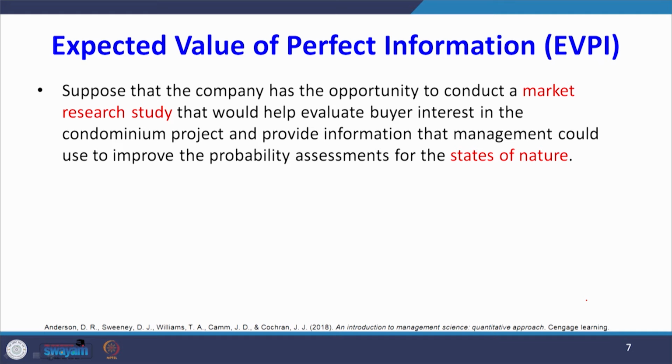What is the meaning of this perfect information? Suppose that the company has the opportunity to conduct a market research study. The company is going for a market research study that would help evaluate buyers' interest in the condominium project and provide information that the management could use to improve the probability assessment for the states of nature. The company has assigned a marketing company, so they are doing some market research study and will provide information about the states of nature.